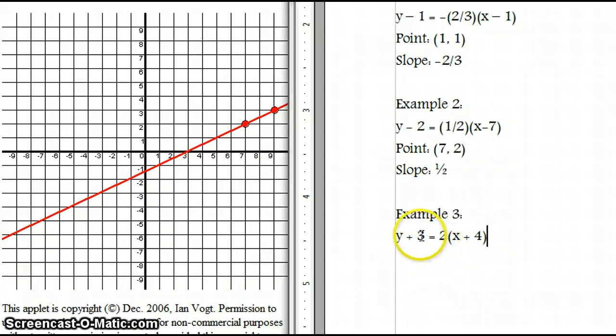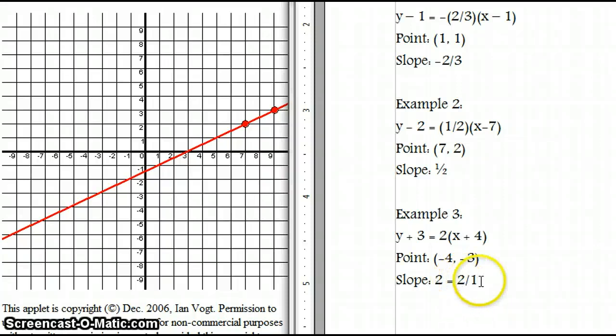So we can think of this as a minus negative 3, and we can think of this over here as a minus negative 4. So here my point, using that point slope format, would be x is negative 4, because that's what would make the right 0, and then y would be negative 3, since that's what makes the left side 0. The slope here is going to be 2. If you prefer to think of it as 2 over 1, of course we can do that. 2 divided by 1 is the same thing as 2.